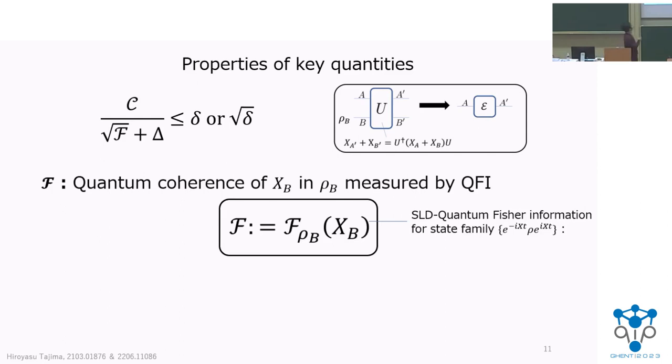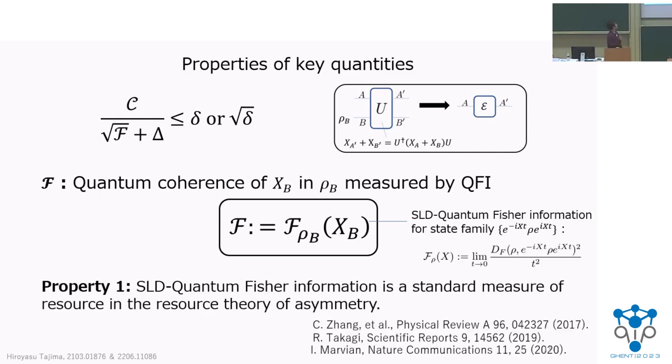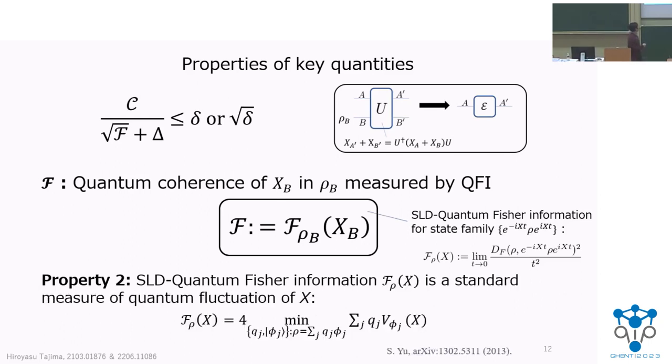And the second quantity is the quantum coherence of X_B, the quantum fluctuation of X_B in rho_B, measured by the quantum Fisher information. We use the SLD quantum Fisher information for this state family. And the definition is this. The important property of the SLD quantum Fisher information is that it is a standard measure of the resource in the resource theory of asymmetry. So this is the trade-off relation between irreversibility and resource. And the second property is that it is a standard measure of the quantum fluctuation of X.